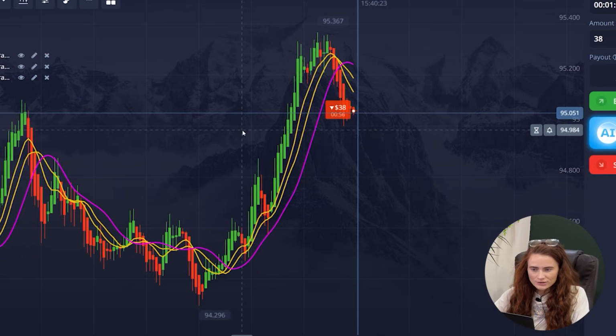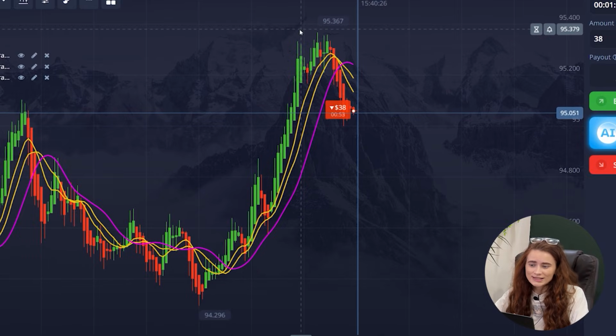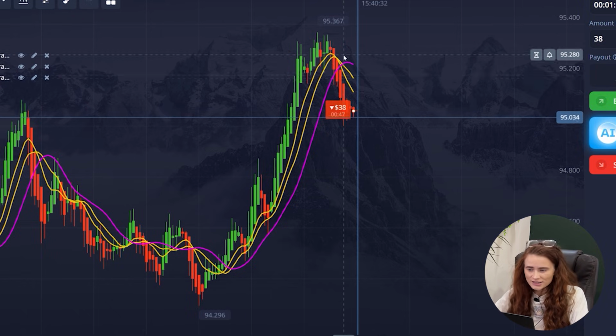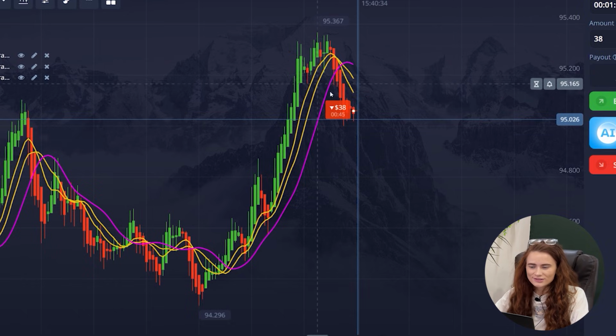I'm sure you already saw that this time the situation formed on a downward trend. The price started to fall, moving average lines crossed in between. I've opened a trade without any hesitation in this situation and intend to make profit.